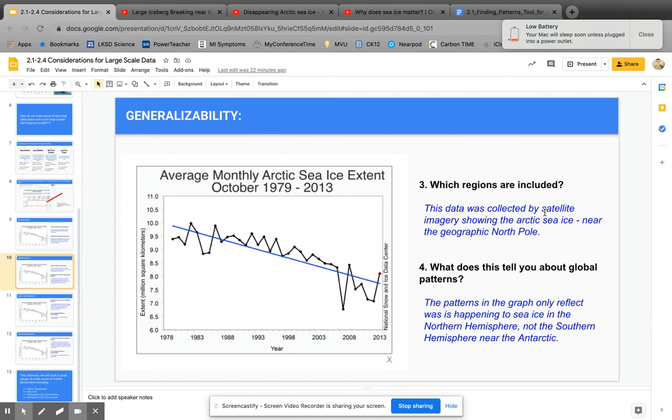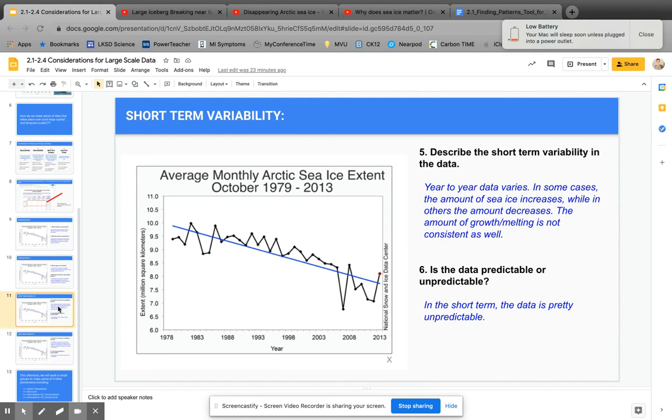The next couple of questions deal with generalizability, meaning the data points that were collected were from what region across the globe. So remember, I told you that sea ice can occur either in the Arctic or in the Antarctic. Now, this graph is specifically showing the patterns in Arctic sea ice extent, which means this is only happening in the northern hemisphere. Okay, so the region included is the geographic North Pole; this is not representative of the South Pole. Oh yes, and that leads to question number 4. What does this tell you about global patterns? Again, it only reflects what's happening in the northern hemisphere, not in the southern hemisphere near the Antarctic.